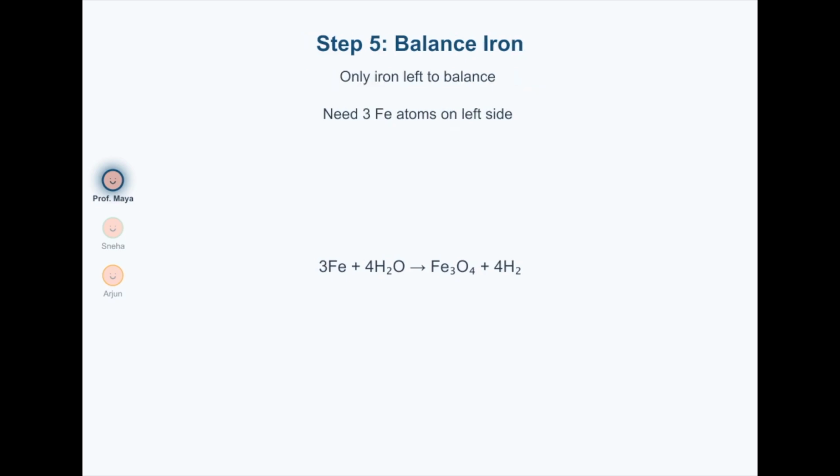Step 5. Only iron is left to balance. We have 1 Fe on left, 3 Fe on right. So we need 3 Fe on the left side.